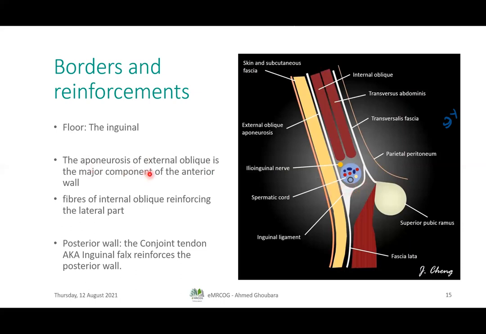The aponeurosis of the external oblique is the major component of the anterior wall. So this is the external oblique. It will form the major structure that reinforces the anterior wall of the canal, okay? Fibers of the internal oblique muscle reinforce the lateral part. The posterior wall of the canal, okay, is reinforced by the conjoint tendon.